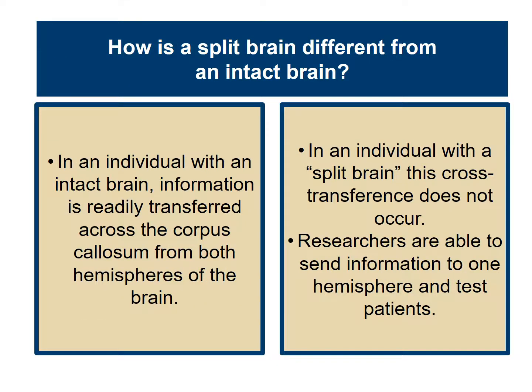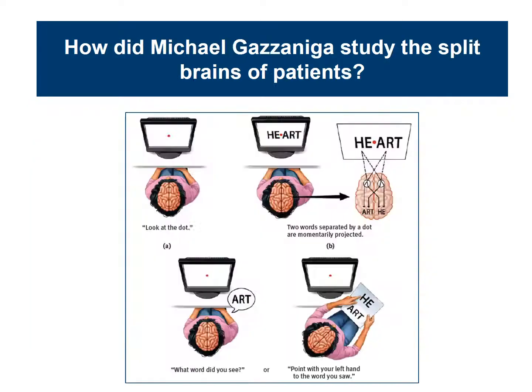So getting back to split brain, how is a split brain different from an intact brain? In an individual with an intact brain, information is readily transferred across the corpus callosum from both hemispheres of the brain. But in an individual with a split brain, this cross transference does not occur. Researchers are able to send information to one hemisphere and test patients based on what they can see.